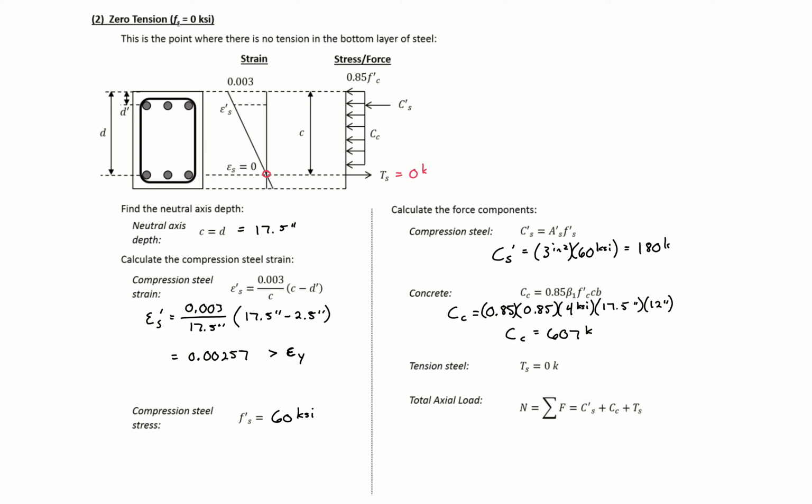So our total axial force then, and again, we have no tension in our bottom steel, so our T sub s is equal to 0. So then our total axial force here is going to be equal to 180 plus 607 to give us an axial force here of 787 kips. So this will be our axial load for our MN interaction diagram.